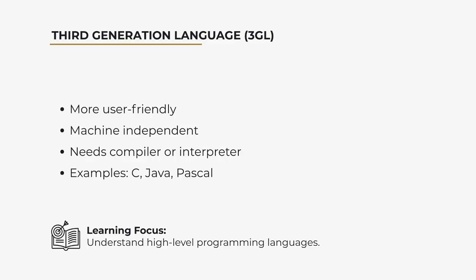Third generation language, 3GL. Third generation languages are high-level languages. Examples include C, Java, and Pascal. These languages are easier to read and write. They are machine independent. They need a compiler or interpreter.